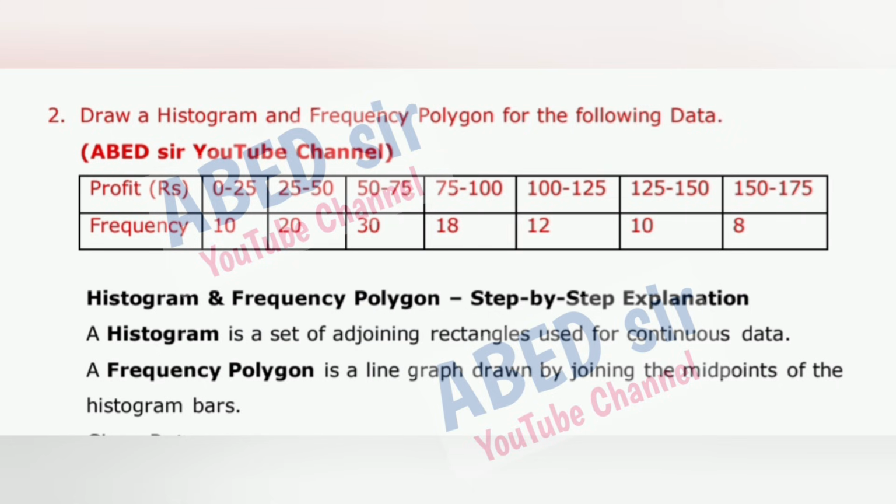Histogram and frequency polygon, step-by-step explanation. A histogram is a set of adjoining rectangles used for continuous data. A frequency polygon is a line graph drawn by joining the midpoints of the histogram bars.